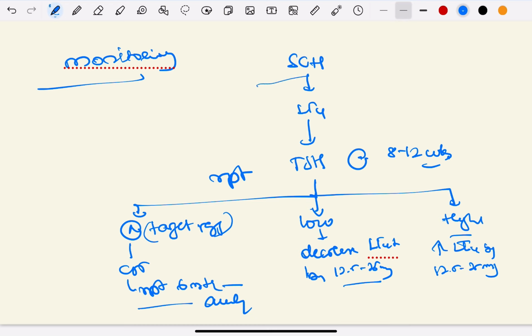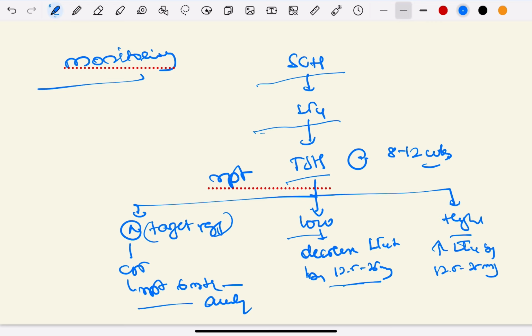So once you diagnose subclinical hypothyroidism and there are indications for levothyroxine therapy, you start with levothyroxine therapy. After 8 to 12 weeks or 2 to 3 months, you repeat once again TSH. If target is achieved, repeat it after 6 months, then annually. If target is not achieved and TSH is too low, you have to decrease T4 dose by how much? 12.5 to 25 microgram. So this is the titration dose. Either we have to increase the dose by 12.5 or decrease the dose by 12.5 or 25 micrograms.